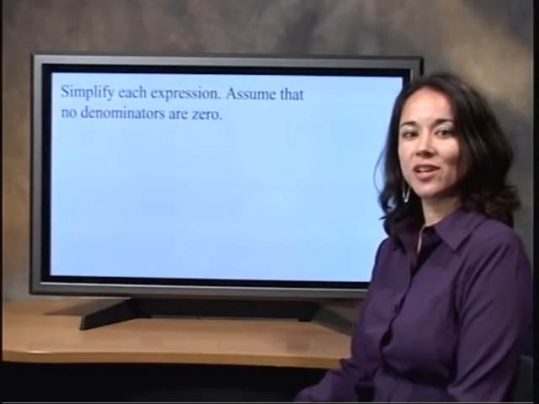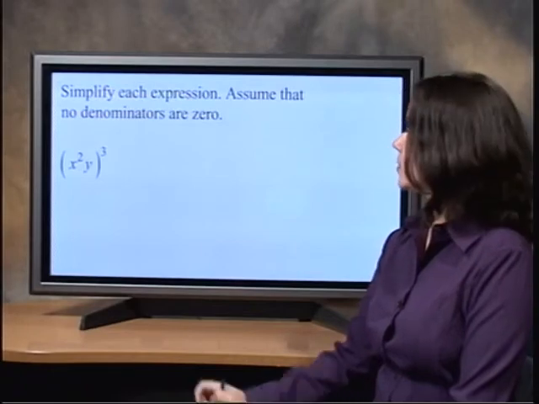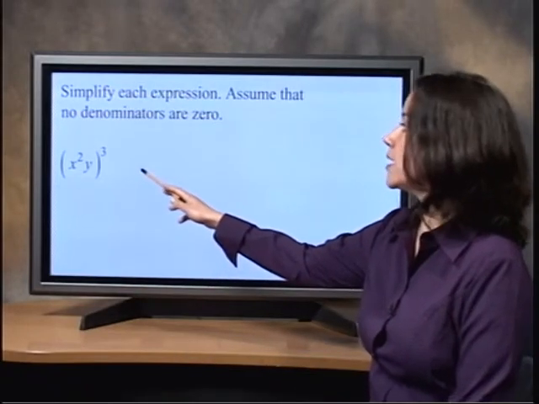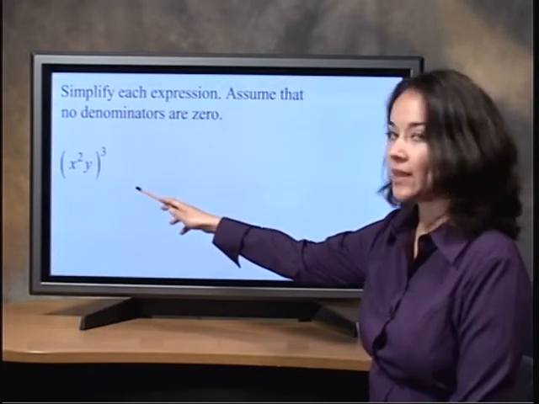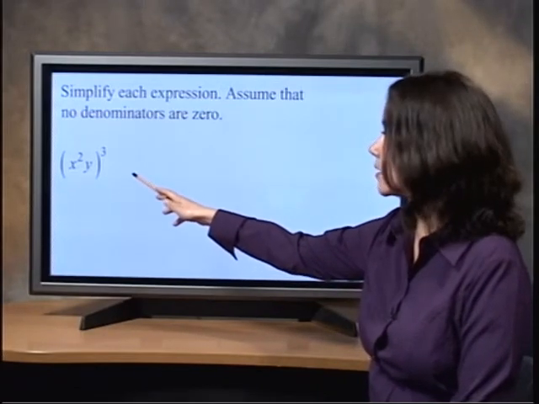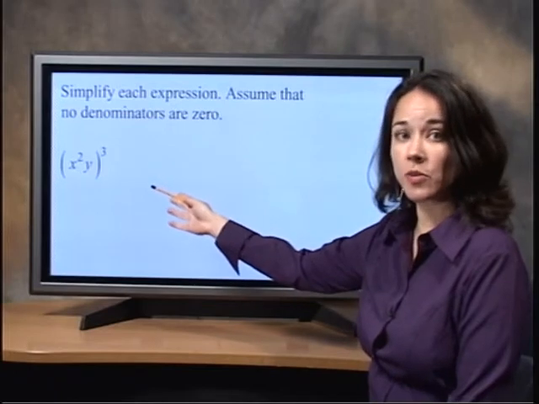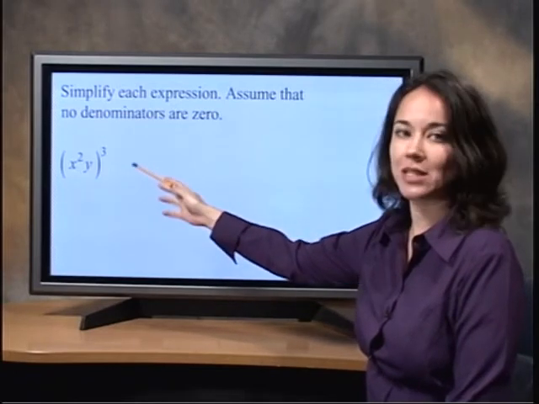Simplify each expression. Assume that no denominators are 0. All right, let's start with the quantity x squared y raised to the third power. Now, whenever we have an expression in parentheses, if there's more than one term in there, we know from our exponent rules that we can distribute the exponent to each term.